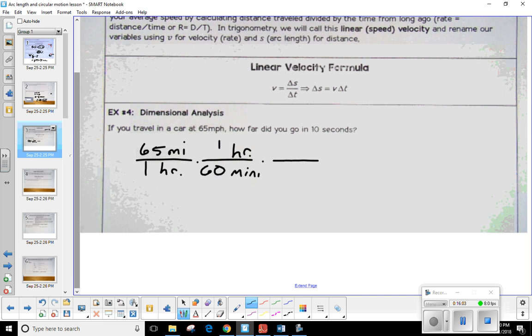So now I want the minutes to cancel. So I've got to put those above with the seconds down below. Again, 1 minute is 60 seconds. If you look overall, your hours are going to cancel, your minutes are going to cancel, so you're left with miles per second. This is what we call dimensional analysis.